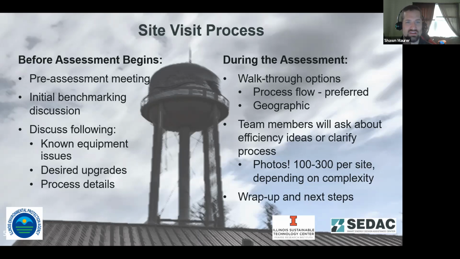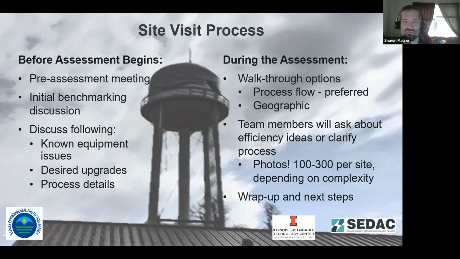Once we've concluded that pre-assessment meeting, then we're going to go through the actual assessment. We're going to walk through, we're going to have cameras with us. We're going to be taking a lot of pictures of motor nameplates, equipment settings. If you've got a SCADA system, we're probably going to go through the various screens of the SCADA system and see what kind of controls you have available to you.